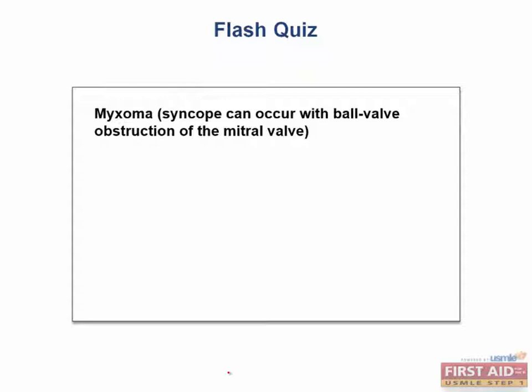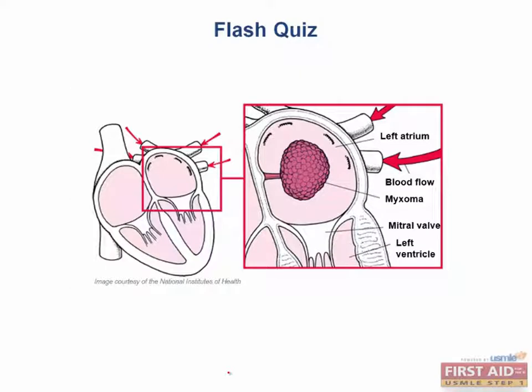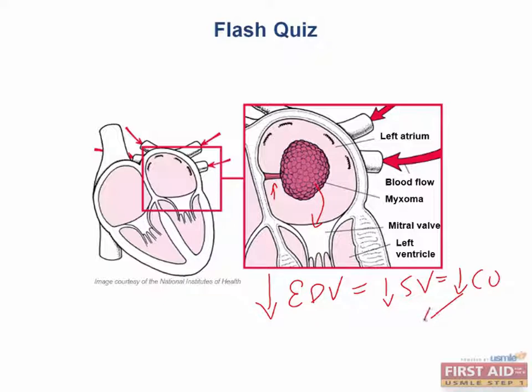Syncope can occur with the ball valve obstruction of the mitral valve. Let's see that here in this image. You can see here's the myxoma growing on the peduncular stalk and extending into the left atrium. When the mitral valve opens, this will crash and impede the opening to the left ventricle. This decreases the end diastolic volume of the left ventricle, and that leads to a decrease in stroke volume. This decrease in cardiac output will lead to syncopal episodes in patients that do not have appropriate cardiac output because their myxoma is crashing into that mitral valve.